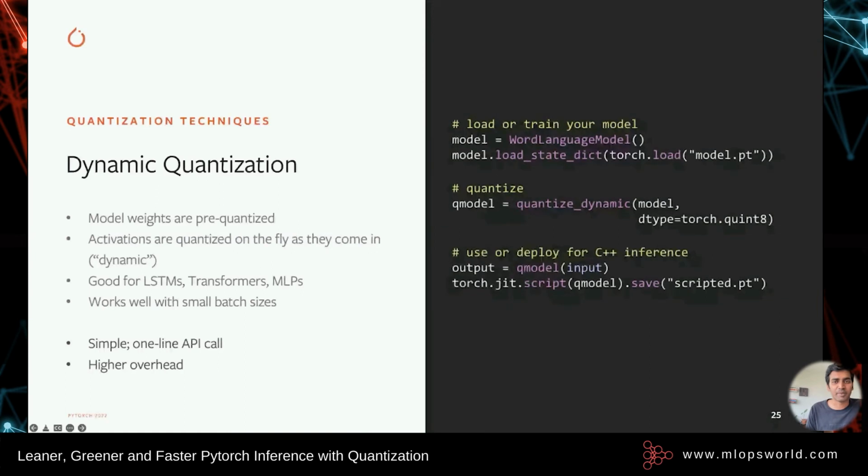And this is the simplest approach to use. It's literally one line in the API. If you see the code over here, you've loaded your model, which is an FP32. All you have to do is call this quantize dynamic, and that's it. You can use the model as it is, or you can script it and then deploy it for even faster inference in C++.